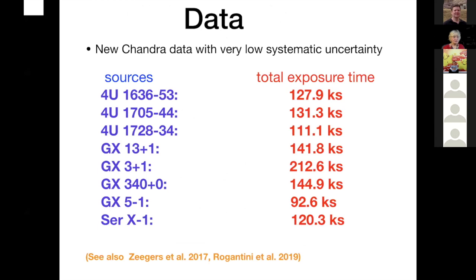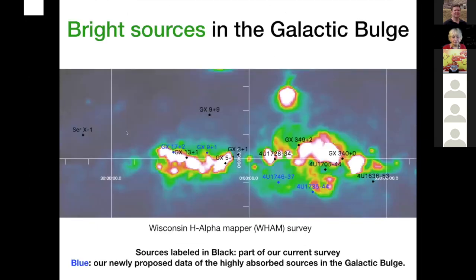We use the new Chandra data. They are well calibrated with pile-up free, specifically measuring the silicon K-edge. We have enough exposure time for each source. This map shows the location of these sources. The background is the Wisconsin H-alpha Mapper survey, and the sources labeled in black are part of our current survey.